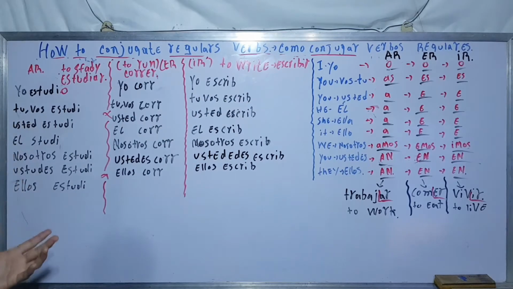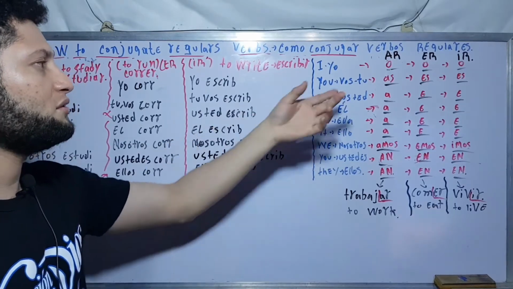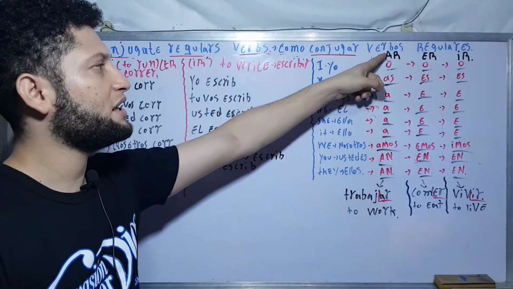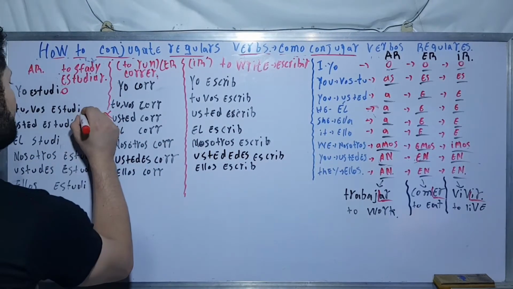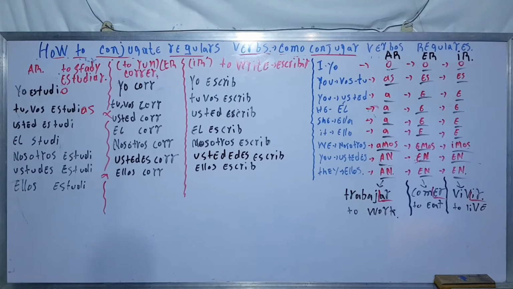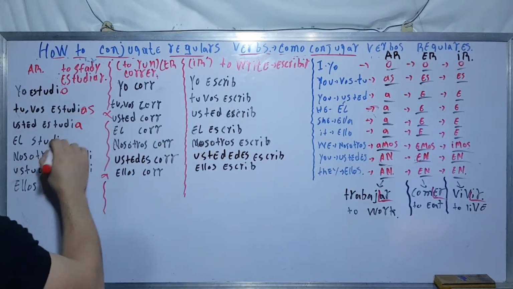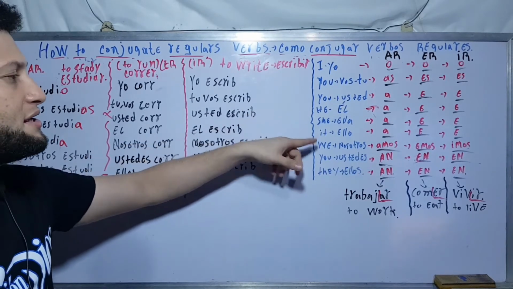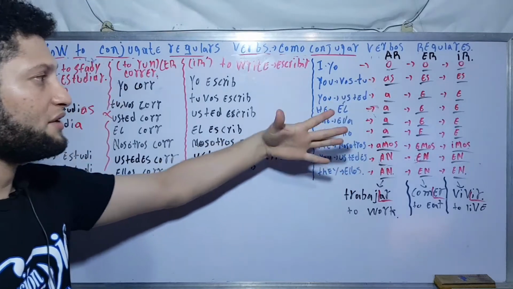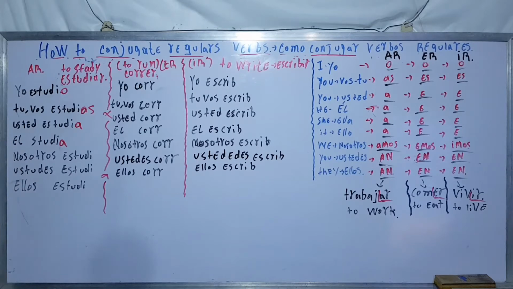Now with the second one, tú or vos, you. Remove AR and add AS. You see, guys, really easy, and so on with the other ones. You can confirm, guys. In fact, for the third person singular, he, she, and it, it is the same, and also for the formal usted. That's why I decided just to write one of them.